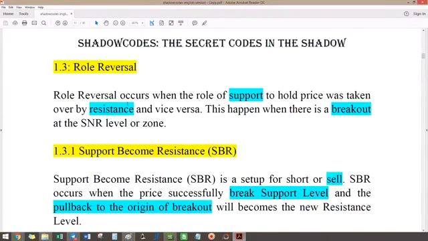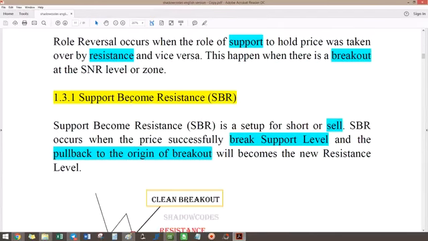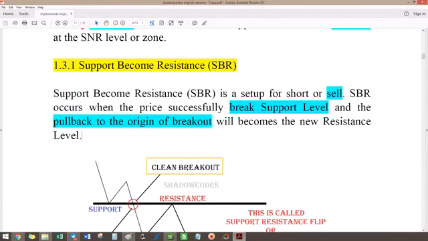Role reversal occurs when the role of support to hold price is taken over by resistance, and vice versa. This happens when there is a breakout. The keyword is breakout. Support becomes resistance, or SBR, is a setup for short or sell.